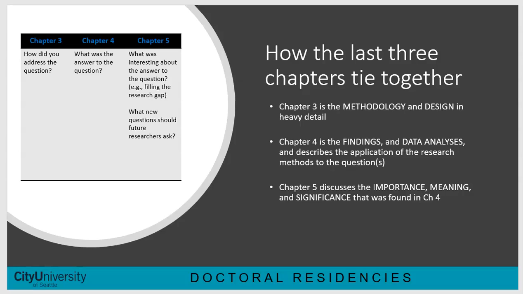In short, Chapter 3 is the methodology and design in heavy detail. Chapter 4 is about the findings and the data analysis and describes the application of the research methods to the question. And Chapter 5 discusses the importance, the meaning, and the significance of what was found in Chapter 4.